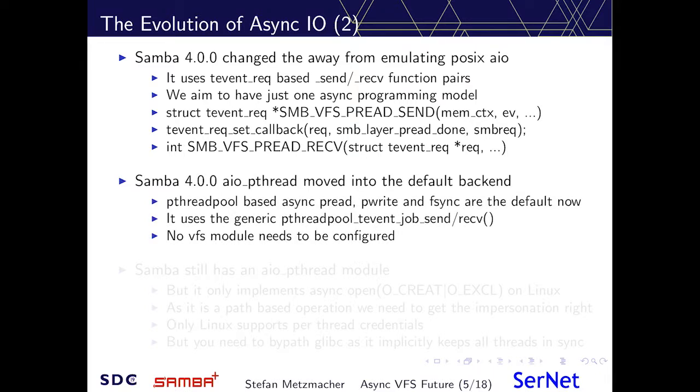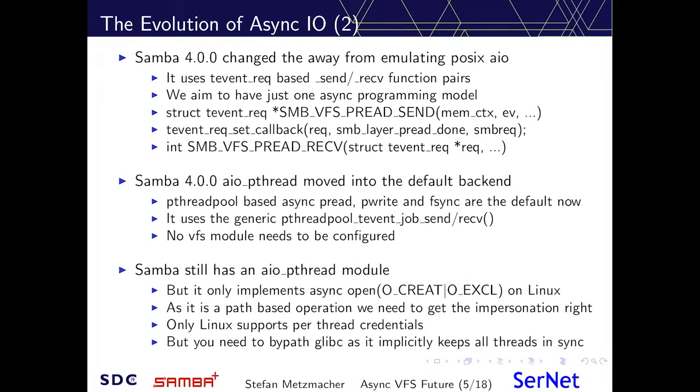The AIO pthread module was then moved to be the default backend, so no more VFS modules were needed for async I/O, and we then added a layer on top of our pthreadpool implementation to make it easier to use with the TEvent send and receive logic. But Samba still has an AIO pthread module, but that implements something different now. It implements async open for file systems which are slow in creating new files.